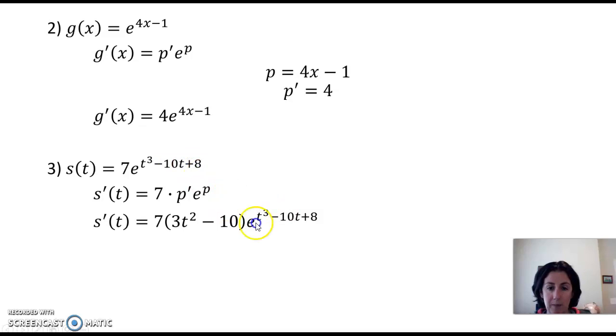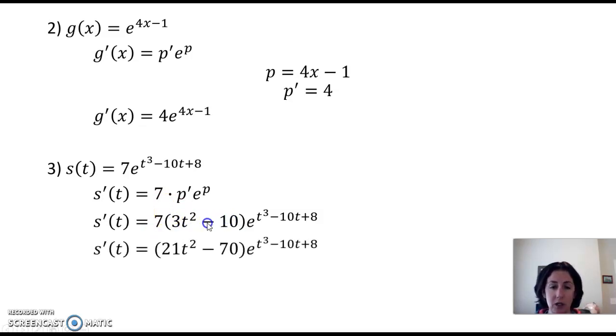And so then, remember, we keep that e to the p exactly the same. In front of it, we stick the derivative, which is going to be 3t squared minus 10, and then we have this 7 right here. I'll go ahead and distribute that 7 to both terms, and we'll just leave our answer like this.